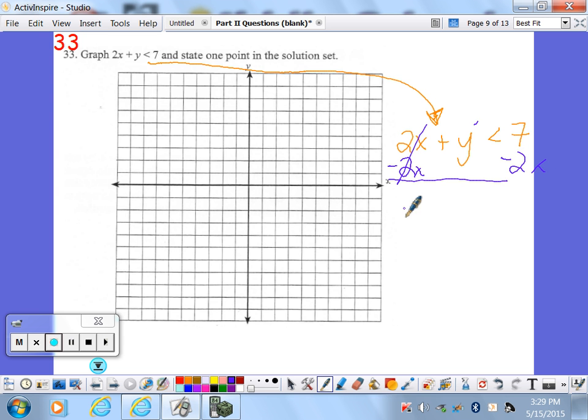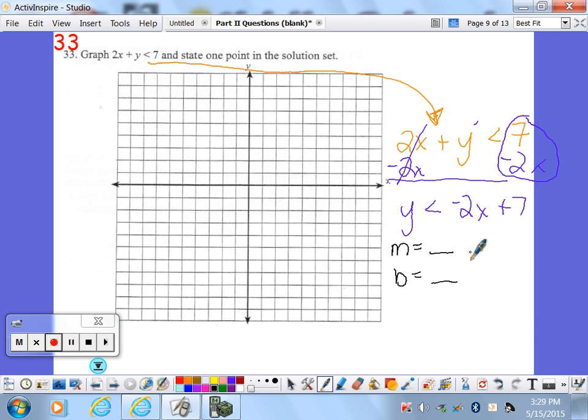So I'm left with y is less than. I see that this says 7 minus 2x. I could rewrite it that way, but I also always like to write it with my x term first and then my constant. So I am going to write it as negative 2x. And 7 is positive, so plus 7. Now you can identify, if it helps, your slope and your y-intercept, so you can graph this line.